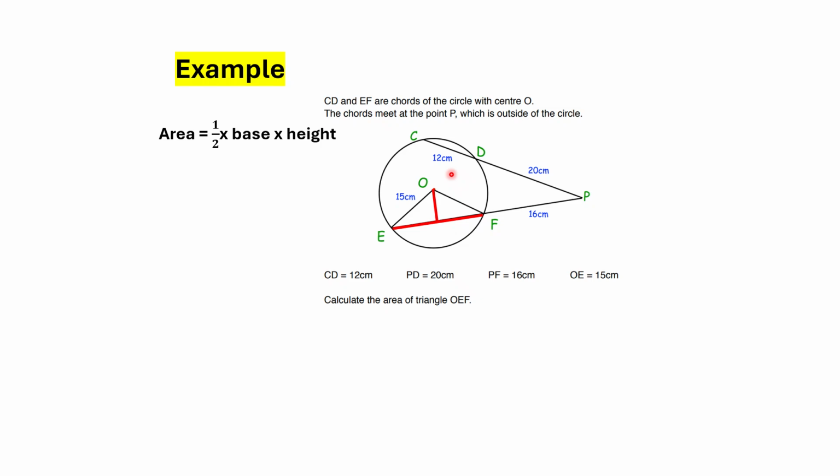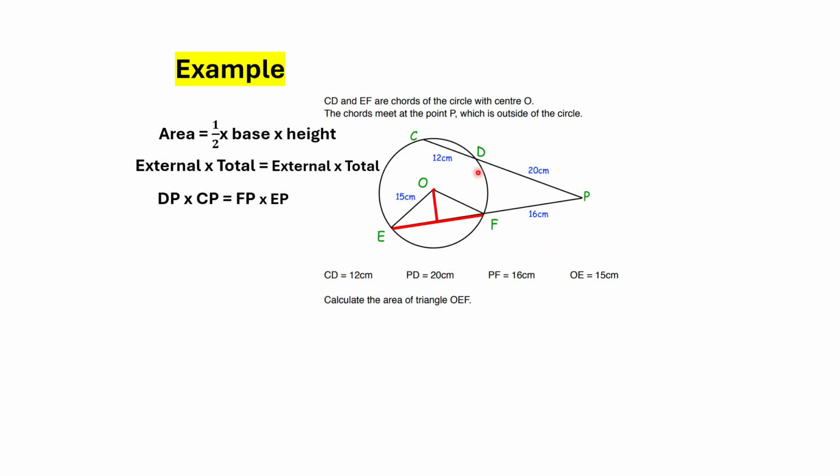Now, to find EF, let's focus on this shape here. The external secants theorem. So we know the external times the total. So DP times CP is equal to FP times the total, which is EP. Let's just write it. So DP times CP is equal to FP times EP.